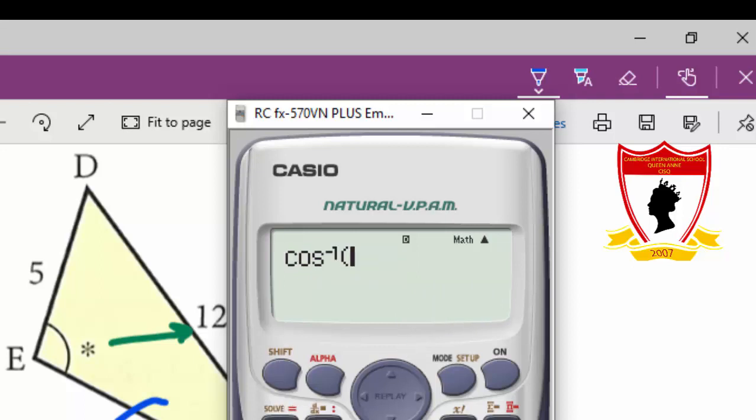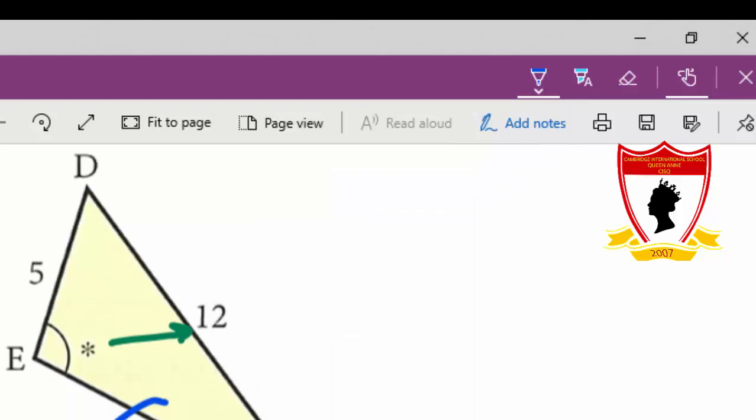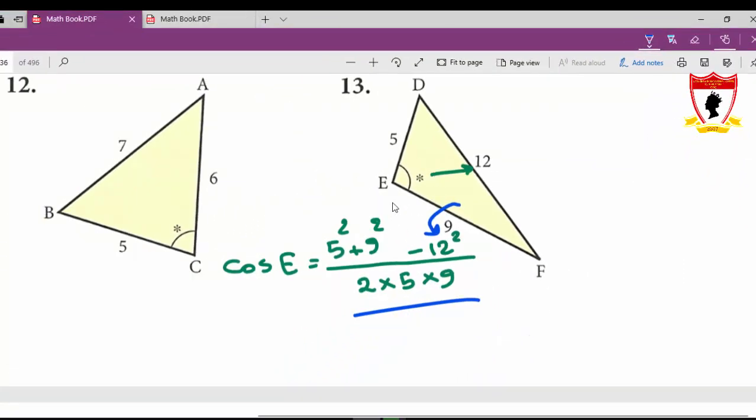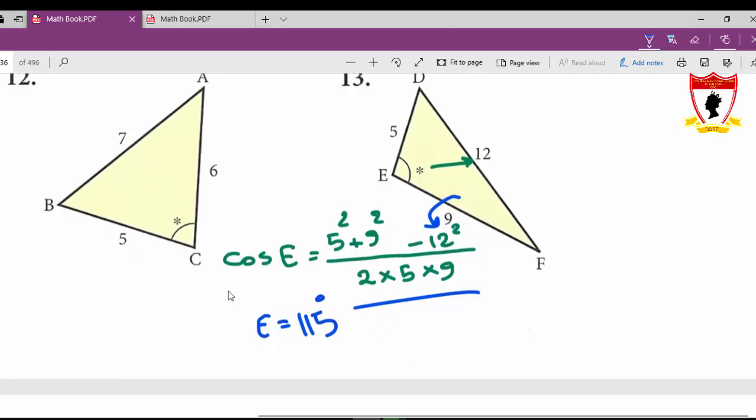So cosine inverse of the answer is equal to 114.97, so we can say it's nearly 115. And we have to be logical here. This angle is obtuse, so it's fine to be 115 degrees. Angle E is nearly 115 degrees, or 114.9, both acceptable. We got the missing angle.